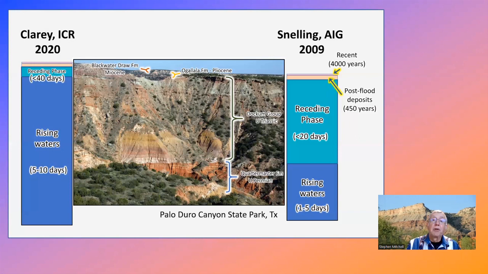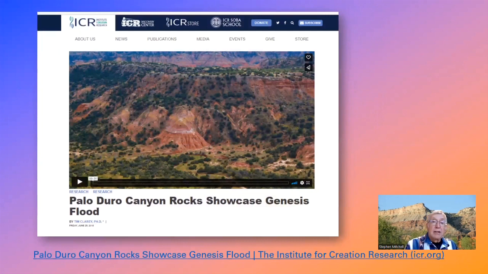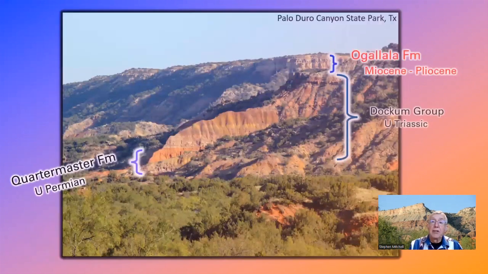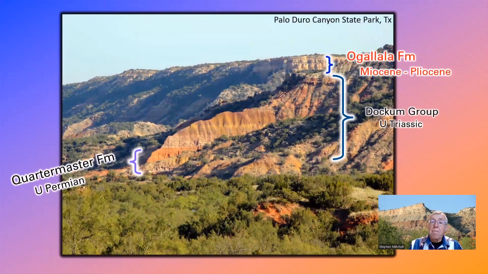So now let's take a look at some of the things Dr. Clary is saying about the Ogallala Formation. He's put out articles such as this one, which is on the Institute for Creation Research, or ICR, website. This says the Palo Duro Canyon rocks showcase the Genesis flood. What he's basically going to do is use the Ogallala Formation to do that. So this was written in 2018. He also included it in his book in 2020. And he uses the Ogallala in the Palo Duro Canyon to make this case.